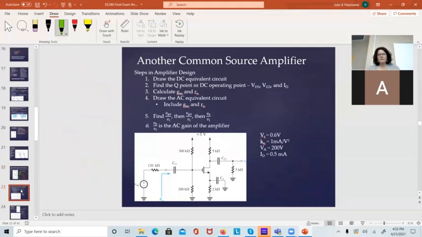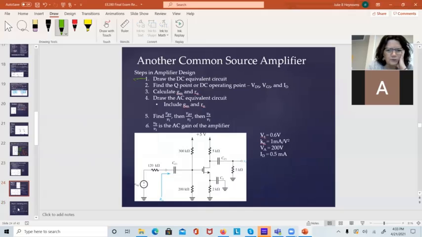This is a common source amplifier. We didn't get to this on exam 2. Maybe something like this on the final. There were steps here, what we need to do. We need to start by drawing.